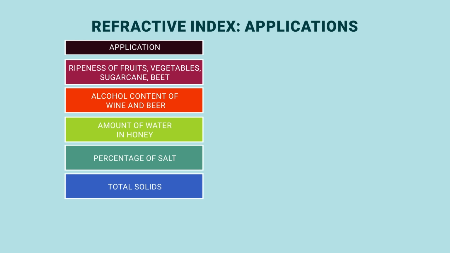The amount of water present in honey. If somebody has put sugar syrup in honey, then you can detect it by refractive index. The percentage of salt present in materials is possible by refractive index. Total solids present in a product, for example coffee extract, chocolate, milk, baby food, you can do by refractive index. Purity of liquids, how pure the vegetable oil is. For example, if there is adulteration of vegetable oil, you can detect it by refractive index.